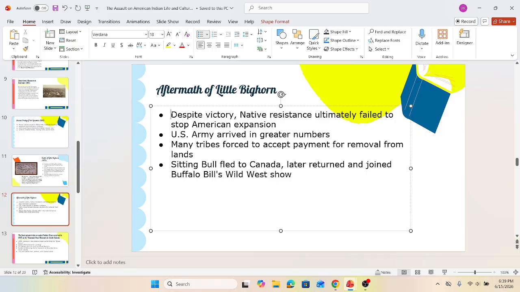But despite the victory, Native resistance ultimately failed to stop American expansion. The U.S. Army just kept arriving in greater numbers, and many Native Americans were either forced to obey or killed, or both, depending on the circumstances. Many tribes were forced to accept payment to be removed from their lands, even though they didn't want to be removed from their lands. The chief Sitting Bull eventually fled to Canada and later returned and joined Buffalo Bill's Wild West show.